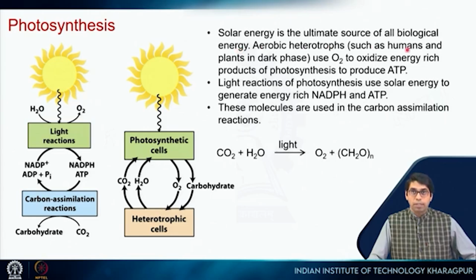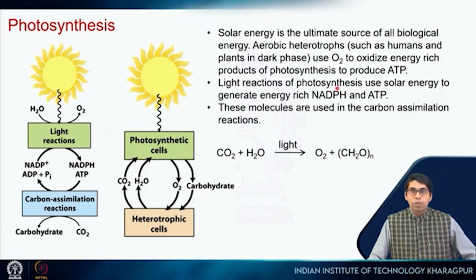Aerobic heterotrophs such as us, and plants in the dark phase, use oxygen to oxidize energy rich products of photosynthesis. This photosynthesis produces carbohydrate. We will see that there are two parts. One is a set of light reactions which will produce these high energy molecules, and then these high energy molecules will be used to produce carbohydrates, which don't need light, so they are also called dark reactions.